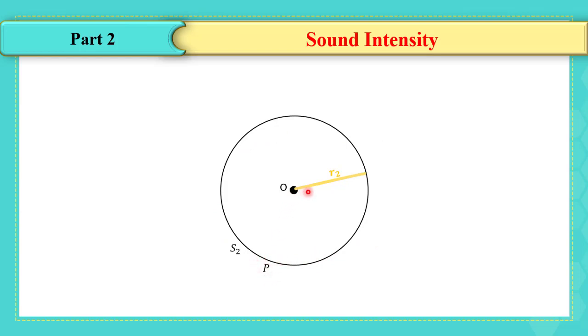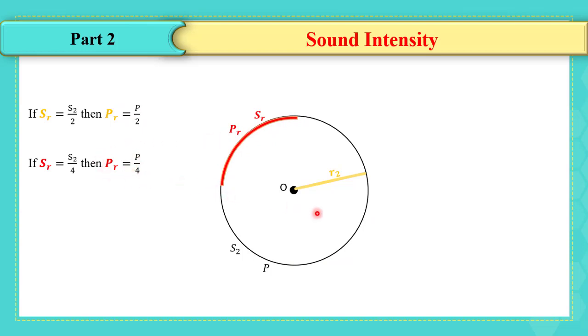Since the power is equally distributed over the spherical surface of a wavefront, we conclude that if a sound receiver occupies half of the sphere, it will receive half of the power P. If another receiver occupies a quarter of the sphere, it will receive a quarter of the power P.